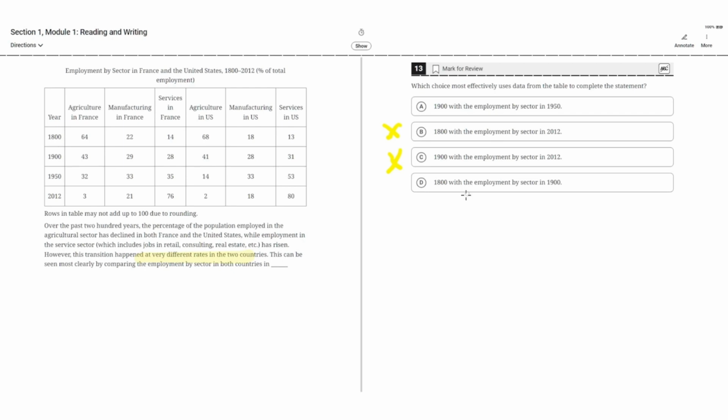D. 1800 with employment by sector in 1900. So in 1800, France was at 64%, 1900 it was at 43%. So this is a 21% decrease. Services in France, 14%, 1900 it was at 28%, so 14% increase. Agriculture in the US, 68% in 1800, and 1900 is at 41%. So this is a 27% decrease. France is at a 21% decrease. So this looks to be very similar. So this is also incorrect, meaning A is the correct answer choice.